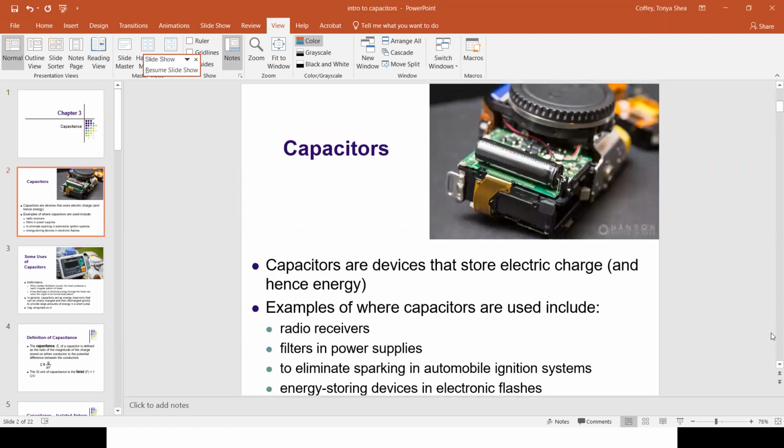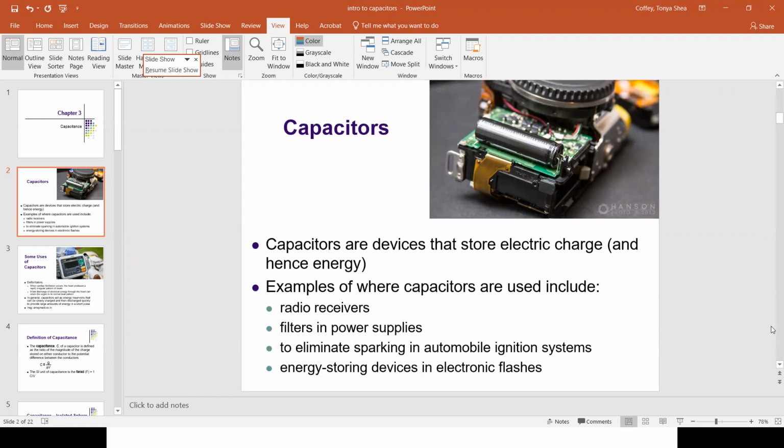So capacitors are devices that store charge and energy. And capacitors can be found all over the place. Radio receivers, filters and power supplies. They help eliminate sparking in automobile ignition systems. And they're also energy storing devices in electronic flashes. And here's a little camera that's been broken down in this picture. And you can see there's a big capacitor right there, and that's to power the flash.